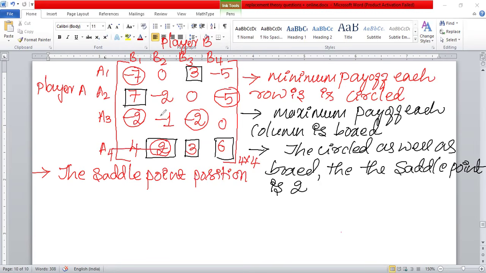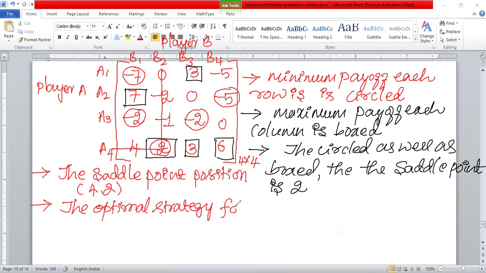Saddle point position. Look at that, A4, B2, so 4, 2. Next, the optimal strategy. The optimal strategy for player A is A4.